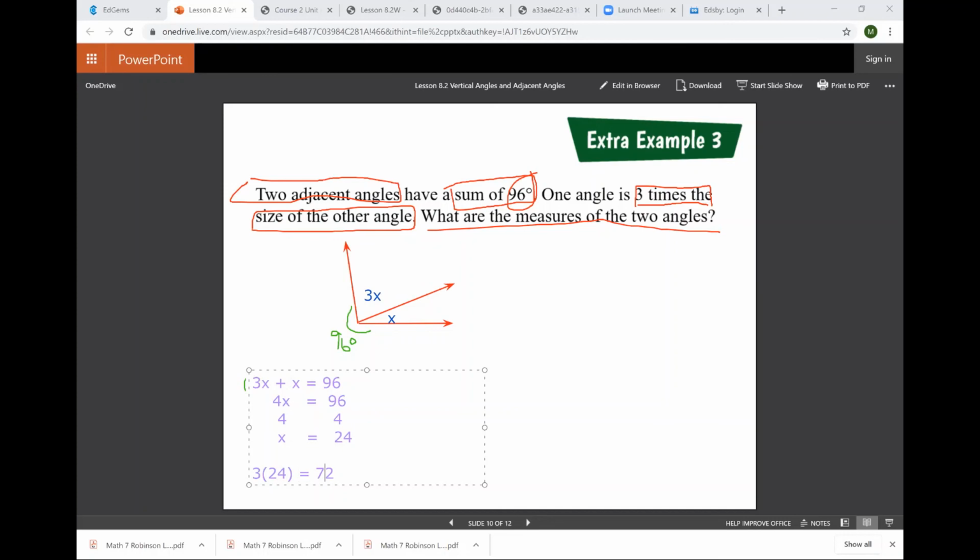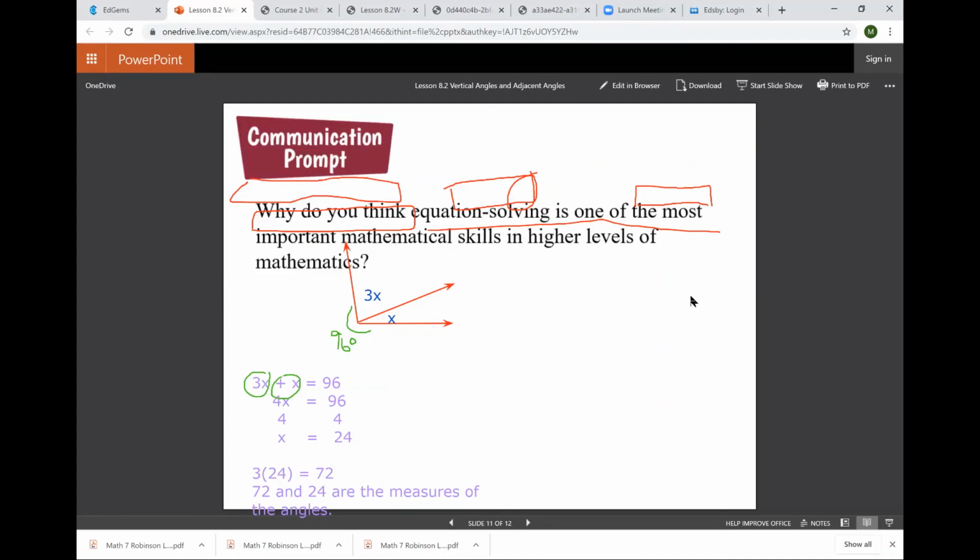All right. Okay, so 72 and 24. All right, let's see what they say. Let's see if Ms. Robinson is right. Oh, they didn't show us the work this time, so it's good I showed you, right? So 24 and 72.